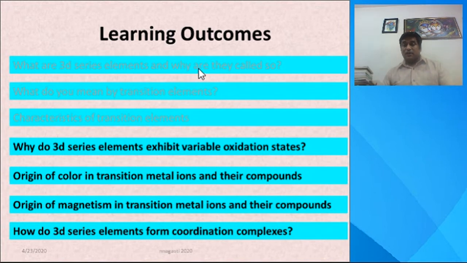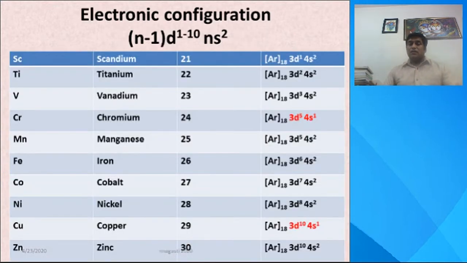Now what have we learnt so far? What are 3d series elements and why are they called so? What do you mean by transition elements and what are the general characteristics of transition elements? The questions remaining are: why do 3d series elements exhibit variable oxidation states? What is the origin of color in transition metal ions and their compounds? What is the origin of magnetism in transition metal ions and their compounds? And how do 3d series elements form coordination complexes? All these we will understand through the electronic configuration of these elements.